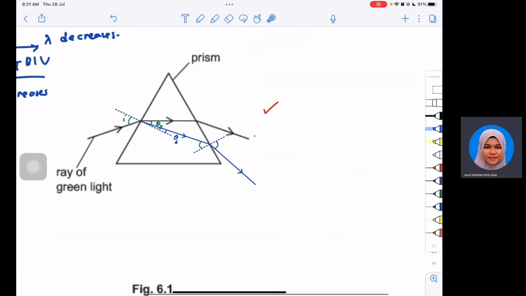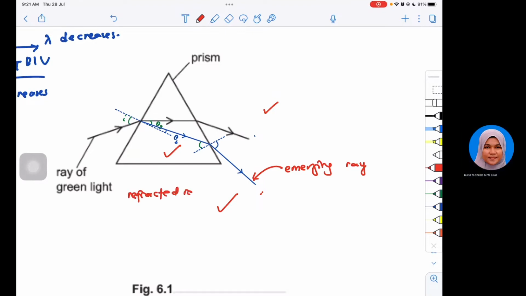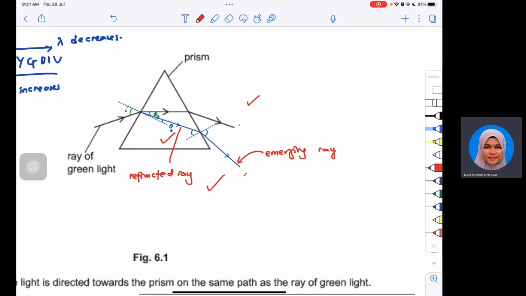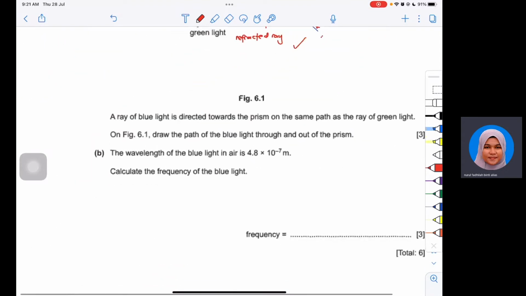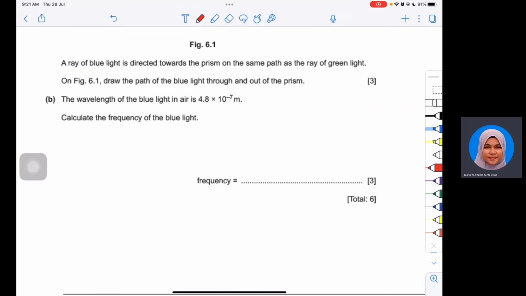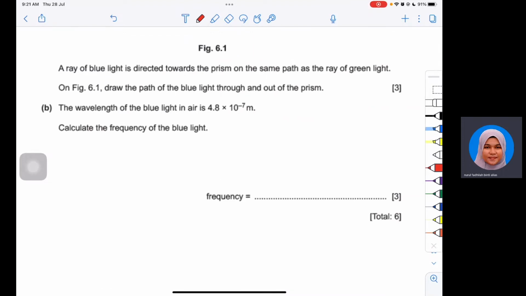Okay, next. One mark, and then the second mark there. And then this is what we call the emerging ray. Where is the refracted ray? The refracted ray is the one inside, the first refracted one. So you must read the question. What does it want? It wants up to the emerging ray. So draw it to the back.